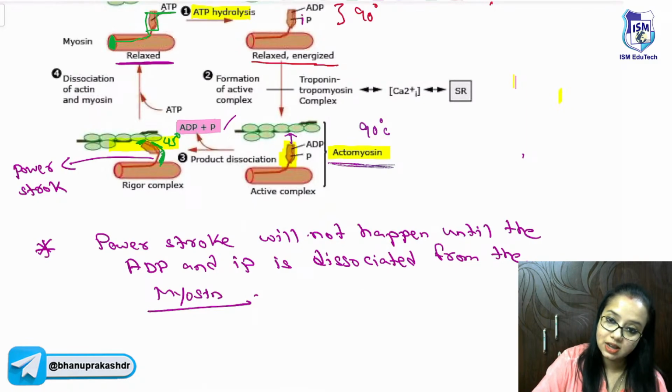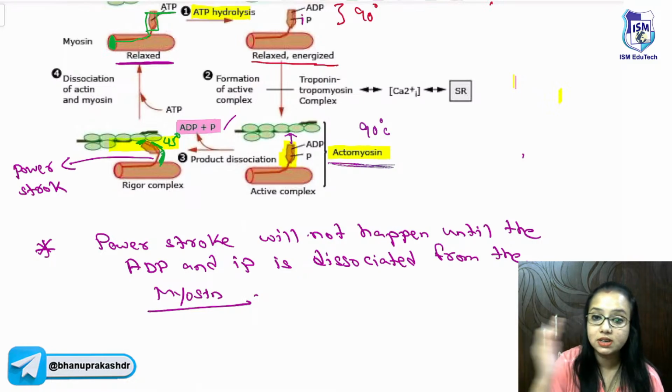Now, after this has happened, immediately there is bending. We have studied that the neck of the myosin is flexible, it can move, it can bend.